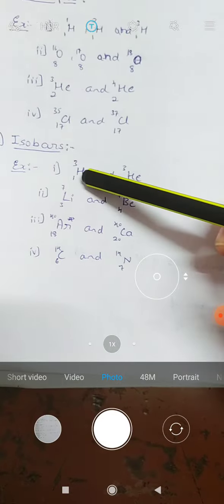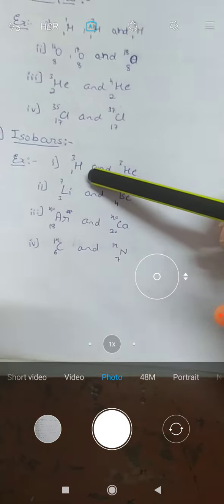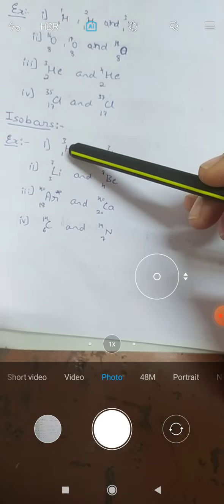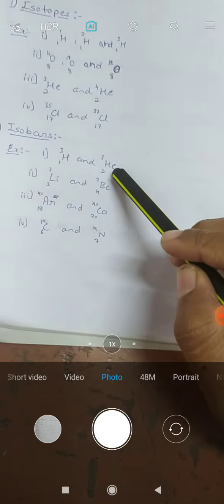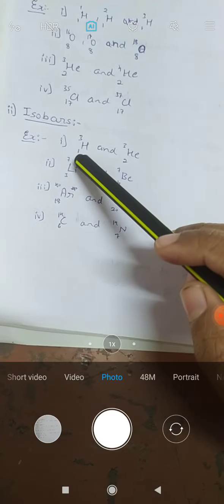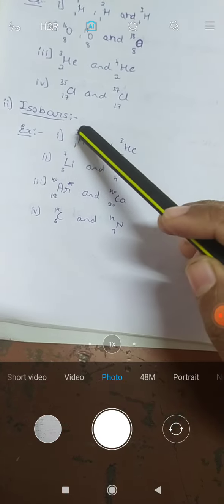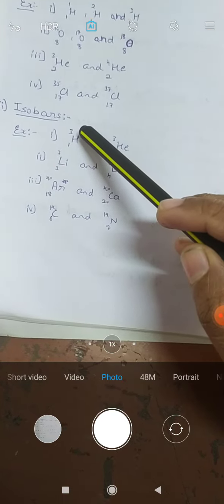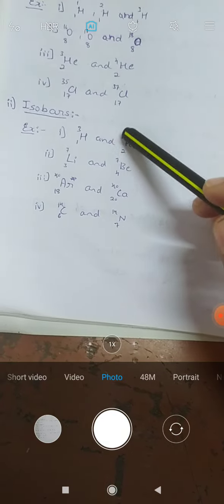Same, hydrogen and helium. The atomic number of hydrogen is taken as 1 with its mass number taken as 3. And next, in case of helium, it consists of atomic number 2 with its mass number 3. Here 3 minus 1, that means 2. It consists of 2 neutrons with 1 proton. Here the helium atom consists of mass number 3 with 2 protons.